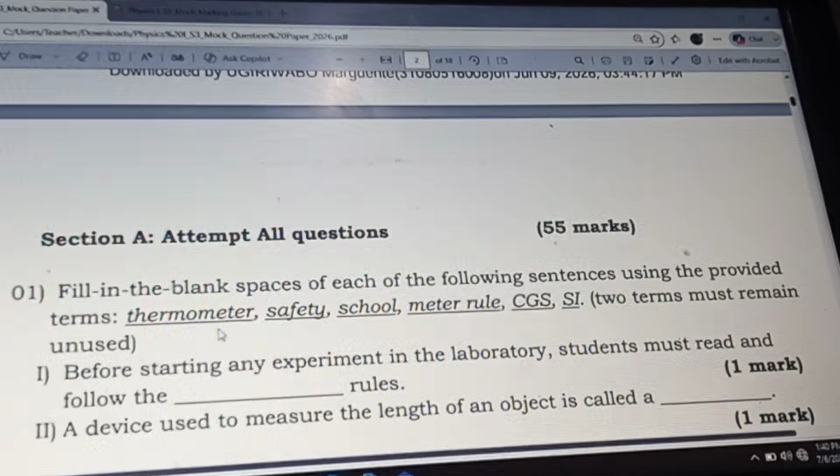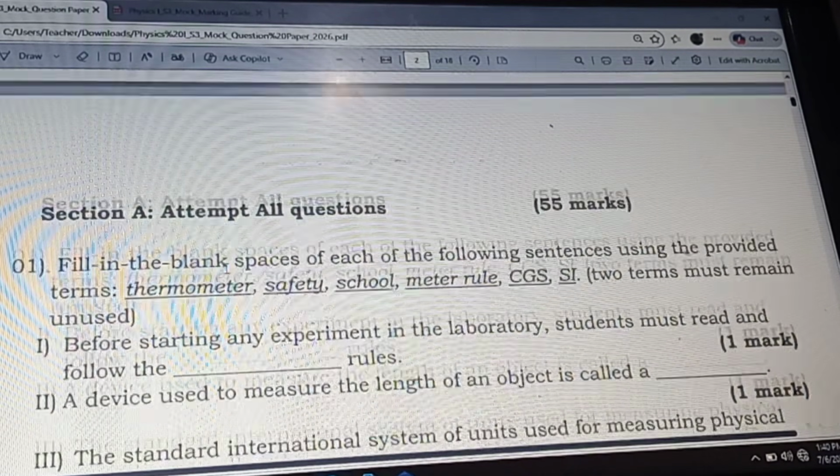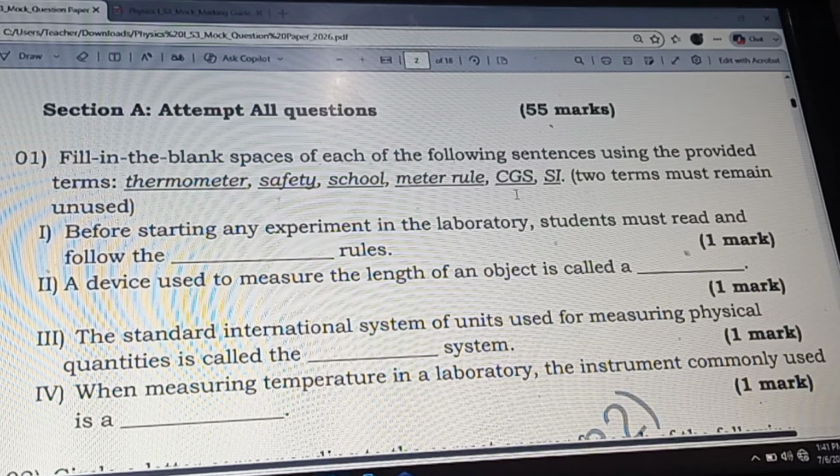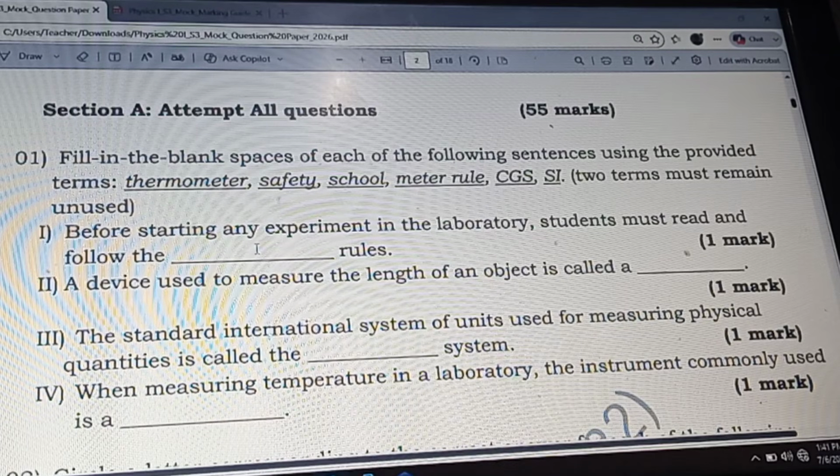Okay. Let's start with Section A, attempt all questions. Question 1. Fill in the blank space of each of the following sentences using the provided terms: thermometer, surveyed, school, metal rule, CGS, SI. Two terms must remain unused. I. Before starting any experiment in a laboratory, students must read and follow the rules. The best term we put here is this one, surveyed.